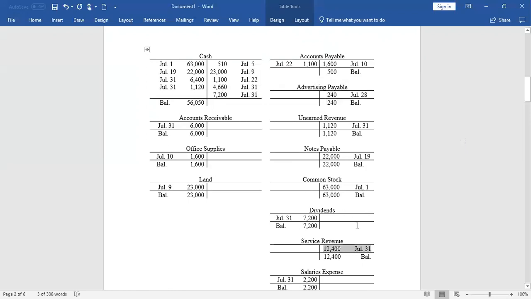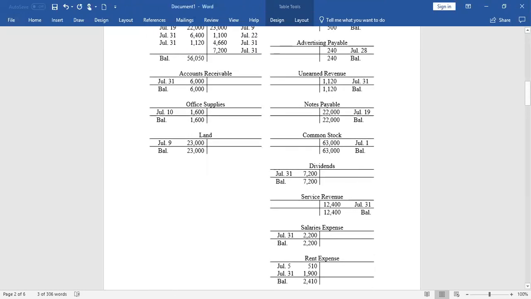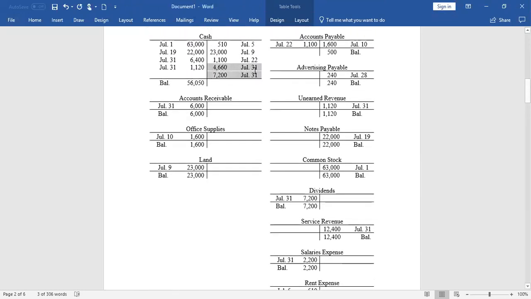Then we had our compound journal entry, debit side of salaries expense, $2,200. Debit side of rent expense, $1,900, and debit side of utilities expense, $560. Credit side of cash, there it is, $4,660.